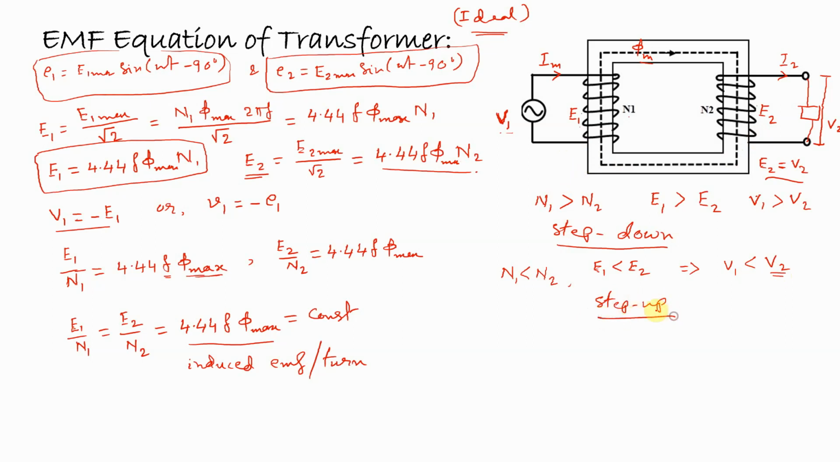So in other words, we can say for a step down transformer, the number of turns in the primary is more than the number of turns in the secondary, and in case of step up transformer, the number of turns of the secondary is more than the number of turns of the primary.